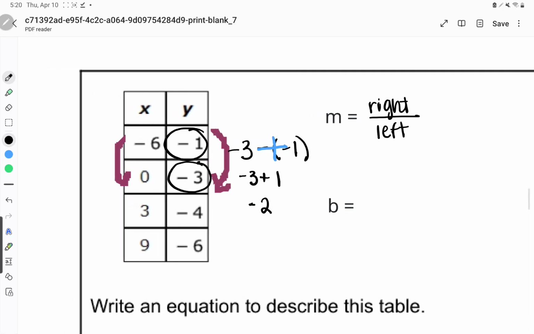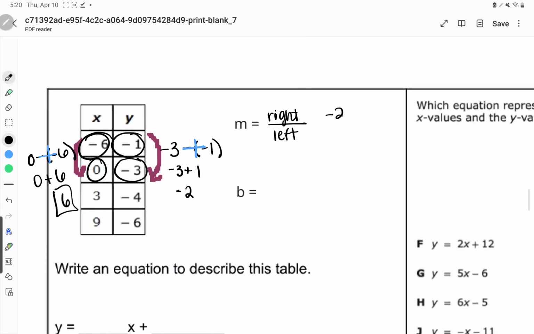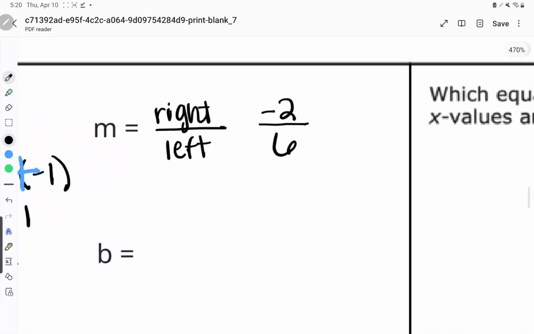On the left side, I would subtract what? 0 minus -6. Well, once again, I've got two negatives right next to each other. What happens when I have two negatives right next to each other? They turn into a positive. So now I have 0 plus 6. And what is 0 plus 6? 6. So right side over left side, I would have -2 over 6.